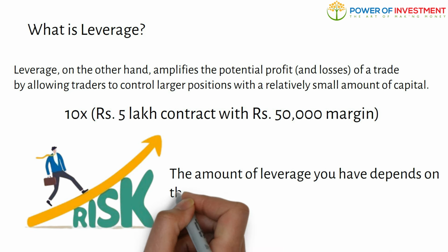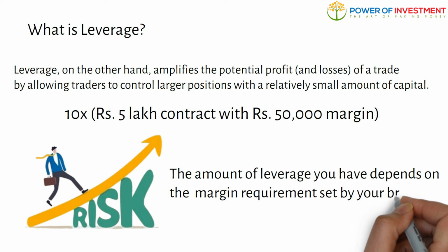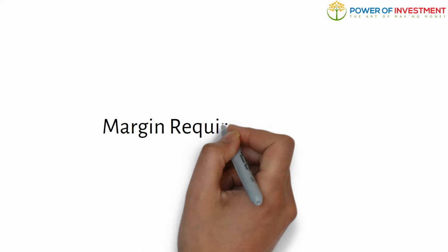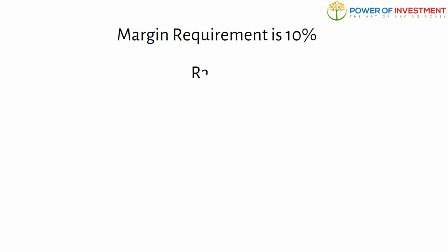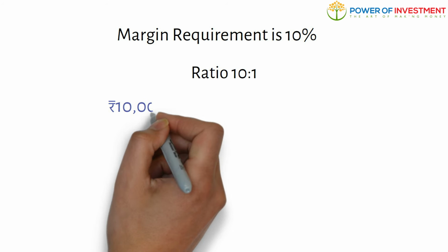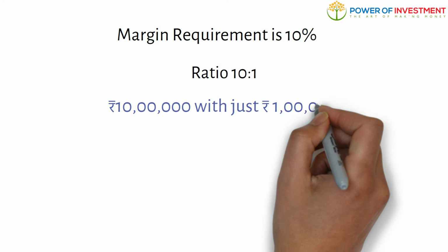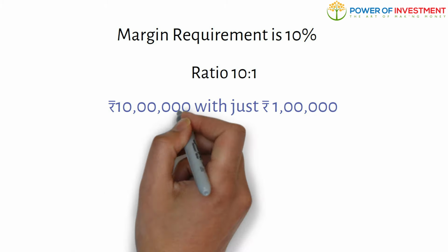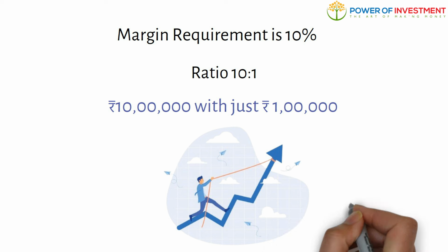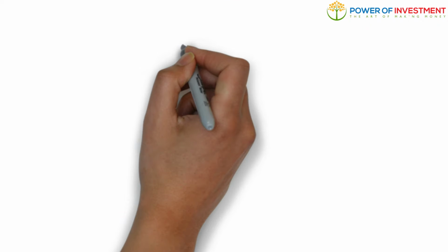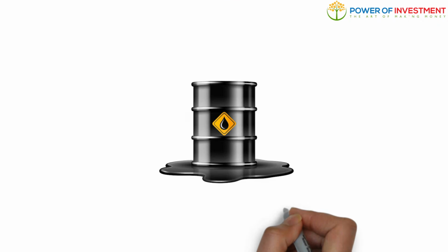The amount of leverage you have depends on the margin requirement set by your broker. For example, if the margin requirement is 10%, you have a leverage ratio of 10:1. This means you can control a position worth 10 lakh rupees with just 1 lakh rupees. While this can significantly increase your potential returns, it also means that even small market movements can lead to substantial losses. Let's consider a practical example to see leverage in action.